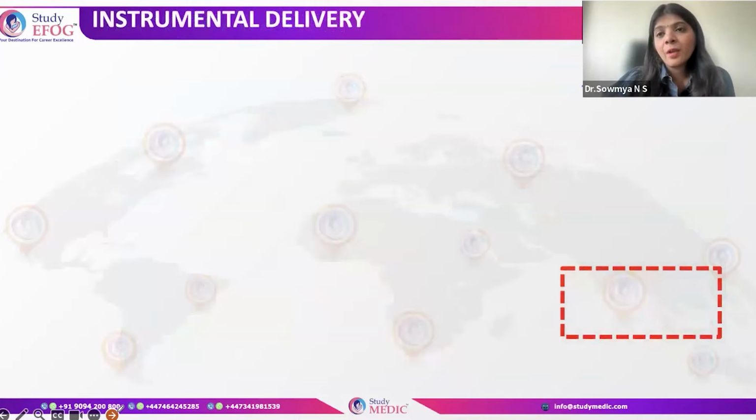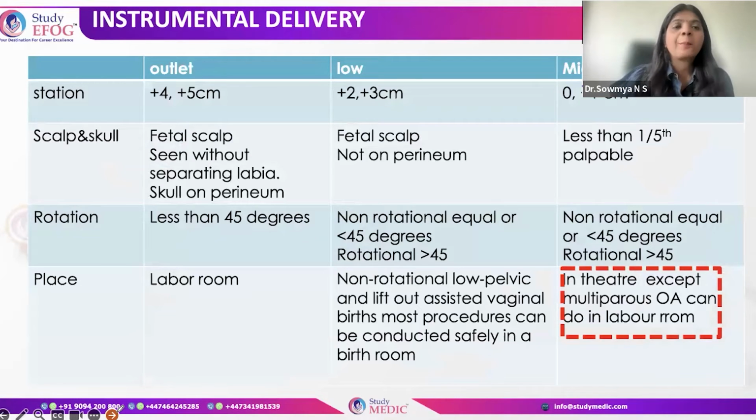Instrumental delivery. Okay, as you all know, forceps and vacuum both can be used. In vacuum, you can use silastic cup or the metallic cup. And also you can use the Kiwi cup. And forceps, it depends on the station. You could use outlet, low, mid cavity, rotational forceps based on the place and the position which you are using it. So, a couple of things which I want to bring to your notice.